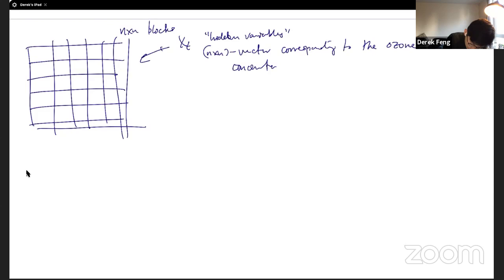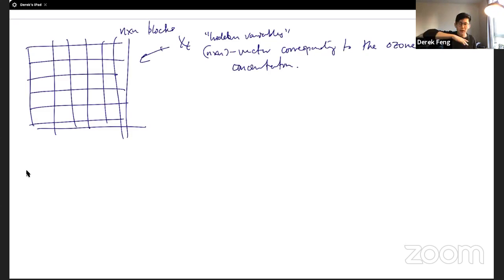Obviously I can discretize my space even more, making it finer and finer. But essentially the way I'm going to set this up is that XT is the value of the ozone concentration, the average of the ozone, at that particular block in this area.